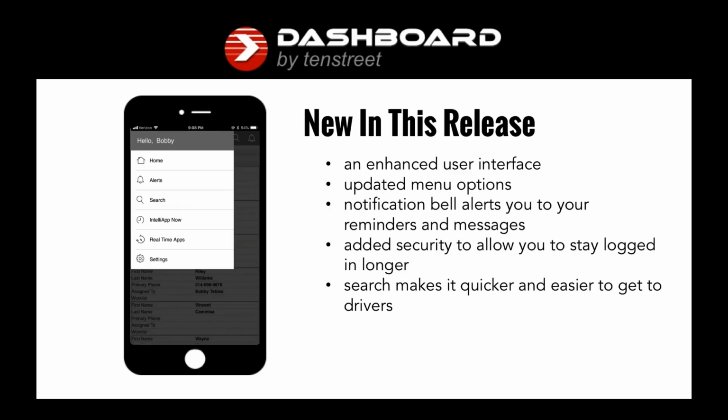Alrighty, let's first just brush up on what's new in this update. We'll cover these in further detail as we move on, along with the other existing functionality that's already present in the app. But first, we've got an enhanced user interface that we're going to walk through, updated menu options with the addition of the alerts. We have a new notification bell to quickly get you to your reminders and your messages. Added security allows you to stay logged in longer, which now will enable you to stay logged in on a secure device, even if you change your password on your desktop computer, so you don't have to log in again on each device. And then there's the convenient search feature that's added to the app's header and footer menus.